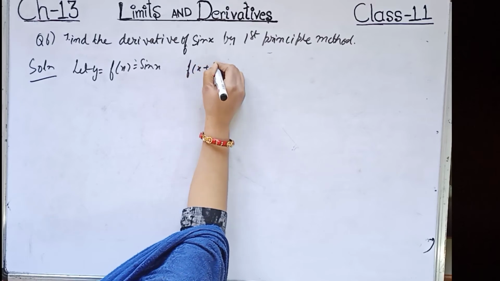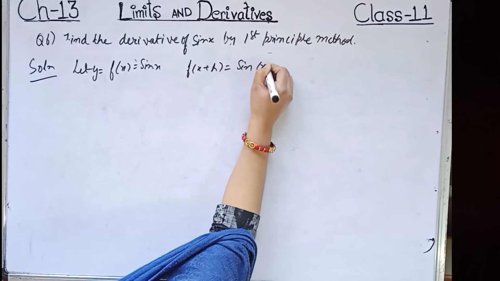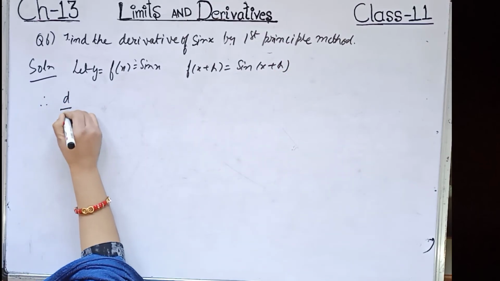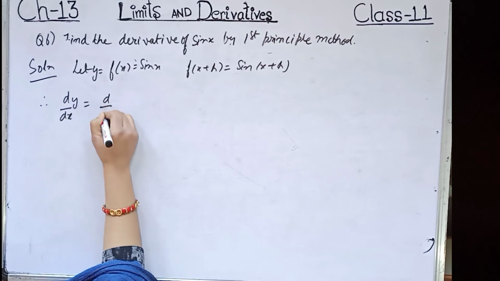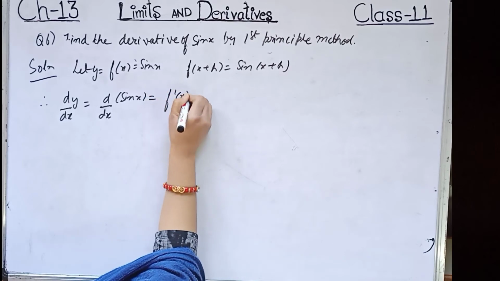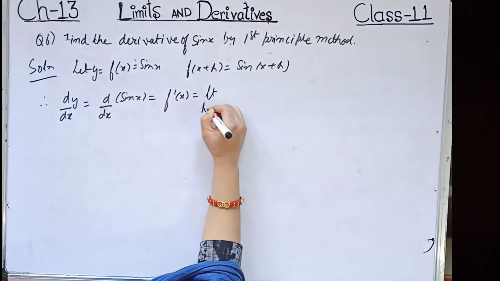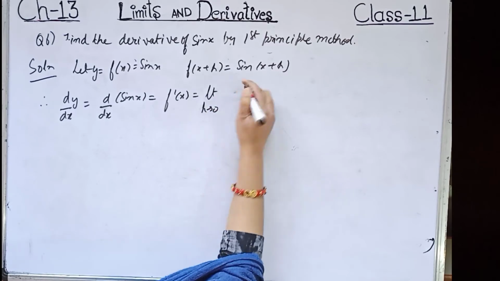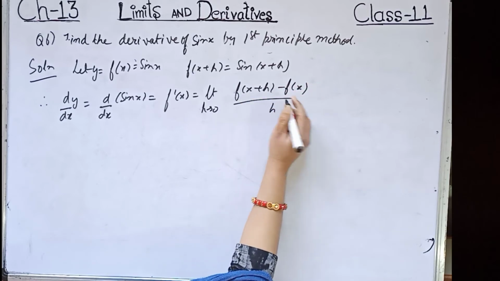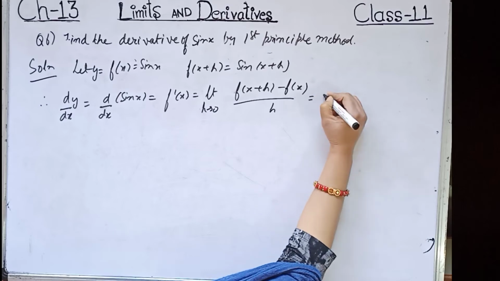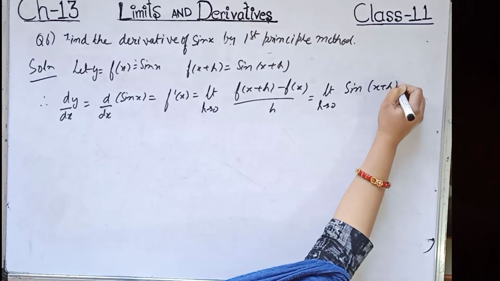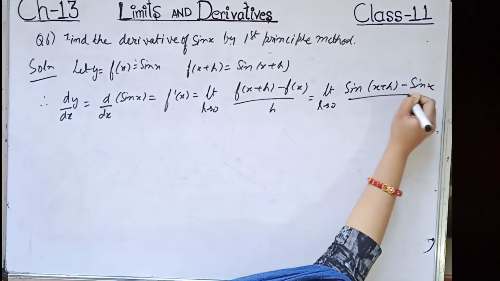Then f of x plus h will be how much? Sin of x plus h. Therefore dy by dx equals d by dx of sin x equals f dash x equals limit h tending to 0, f of x plus h minus f of x divided by h. Always write the formula and then the values: equals limit h tending to 0, sin of x plus h minus sin x divided by h.